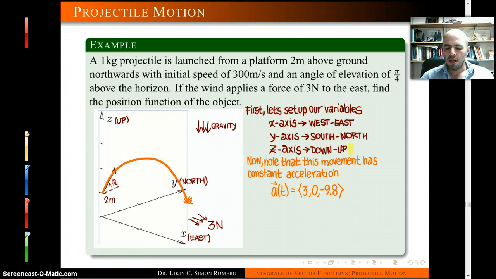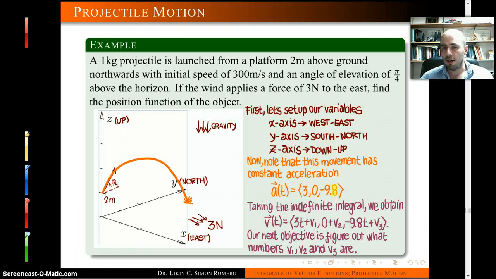So let me continue. Note that this movement has a constant acceleration, a(t) is equal to this. The reason it has constant acceleration is because you have just two things influencing the acceleration: the gravity, of course, and the wind. Usually that's going to happen in these kinds of problems, unless it's a very advanced problem. Your acceleration is going to be constant, in this case the wind and the gravitational acceleration. Once we have the acceleration, we can compute how the velocity is going to look.